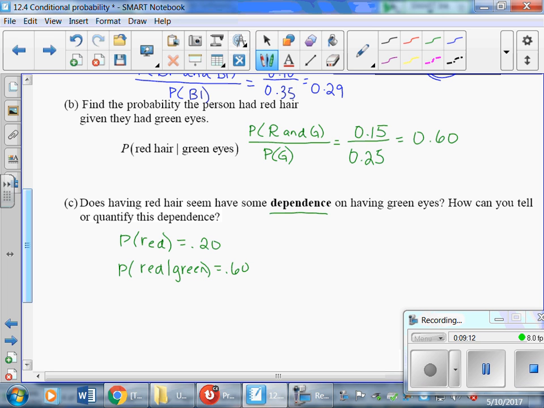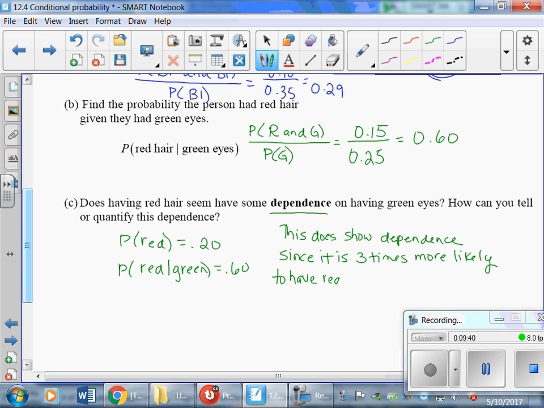So you can say this does show dependence since it is 3 times more likely to have red hair if you have green eyes.